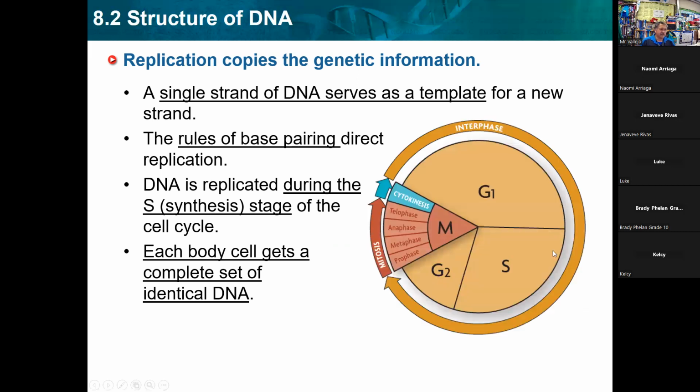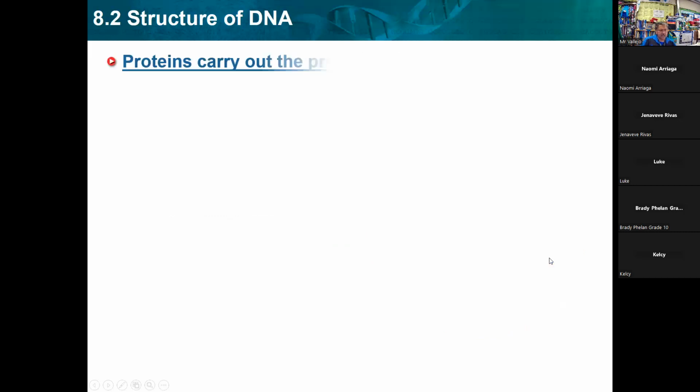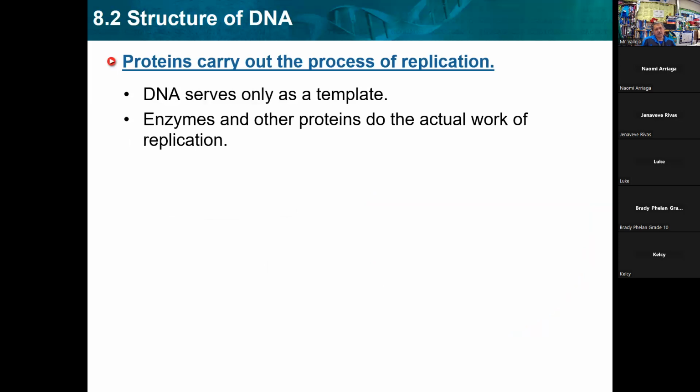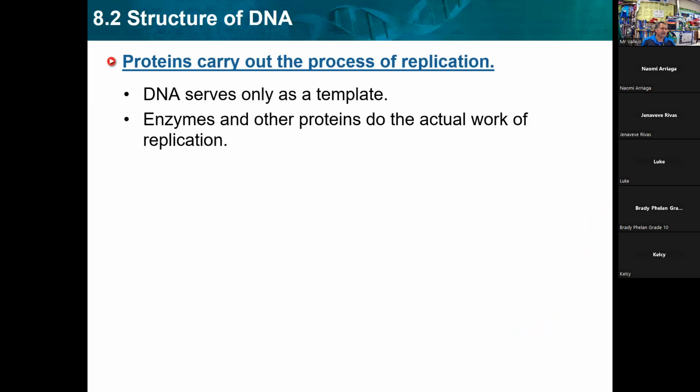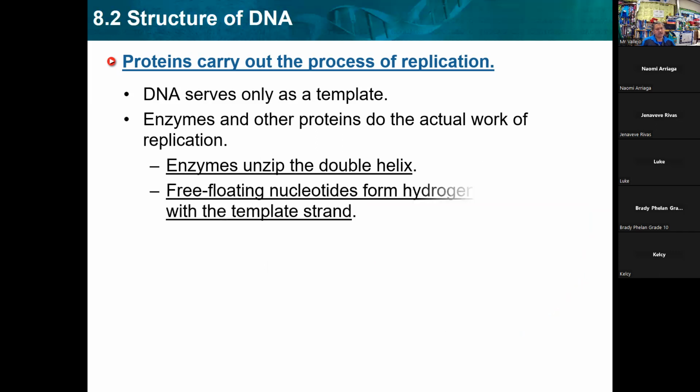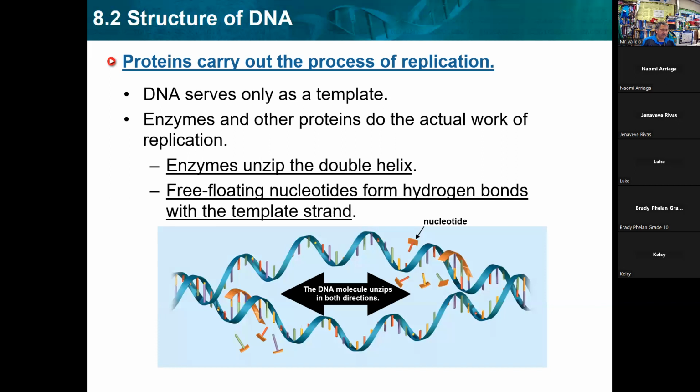And here's a graphic that shows you the DNA is copied in this stage right here called the synthesis stage. It's proteins that do all this work. The DNA serves as a template, but the proteins and enzymes do the work of replication. Enzymes unwind and unzip the double helix and hold it apart. And then the free-floating nucleotides can come in, but they still need a protein and enzyme to come in and glue them on there in essence. And so that is what's happening right here.